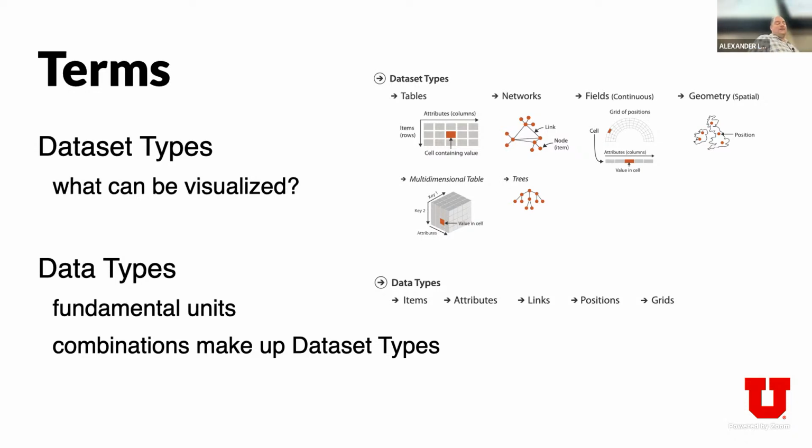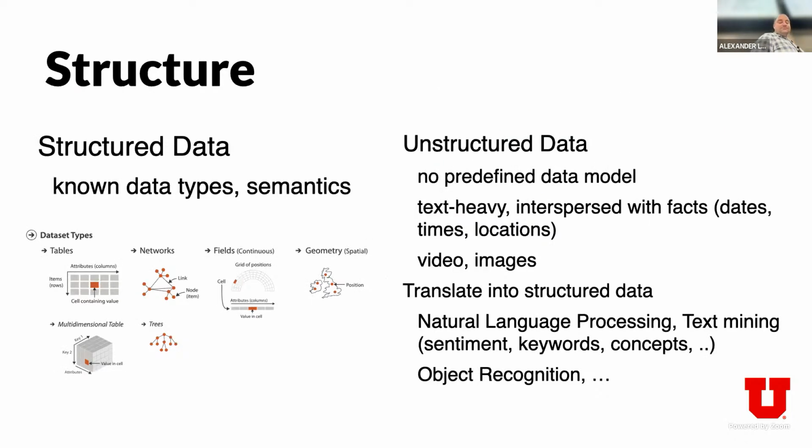And data types are kind of the fundamental units, like items, attributes, links, positions, and grids. And so data set types are composed of data types. And then we'll also talk about low-level data types, like integers, ratios, ordinal, categorical, and so on. And those are still different from data types in programming, right? So we'll be looking at all of those different terms today.